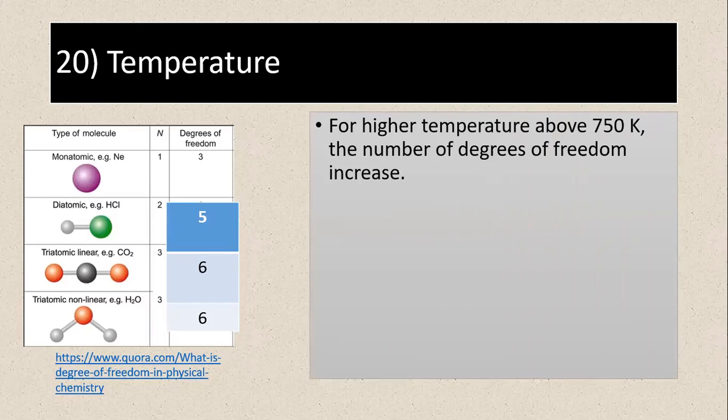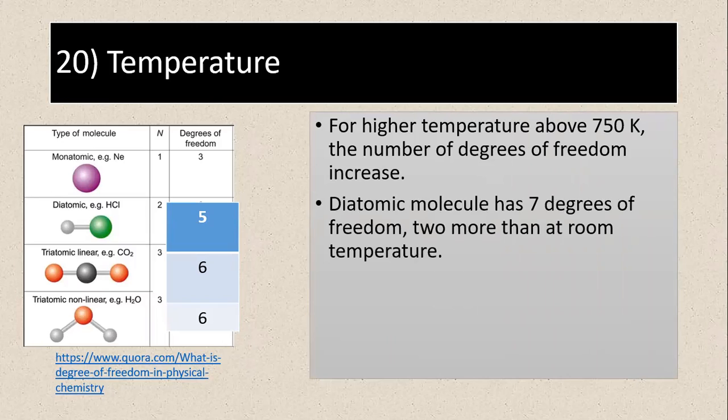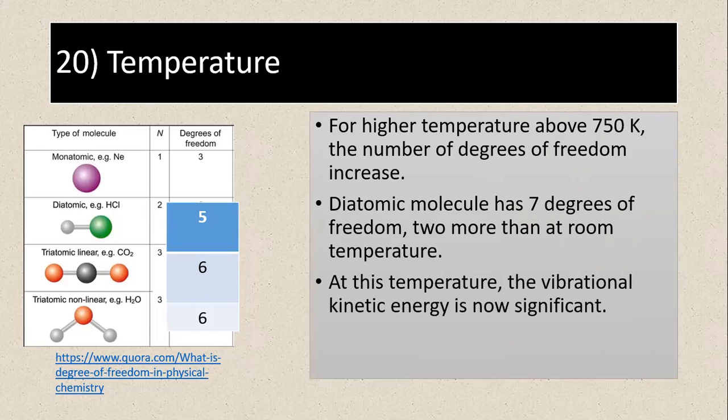For high temperature above 750 Kelvin, that's very high, the number of degrees of freedom increases. Diatomic has 7 instead of 5. Vibration comes in, 2 more than at room temperature. At this temperature, the vibrational kinetic energy is now significant. Okay with that? Anything not clear?